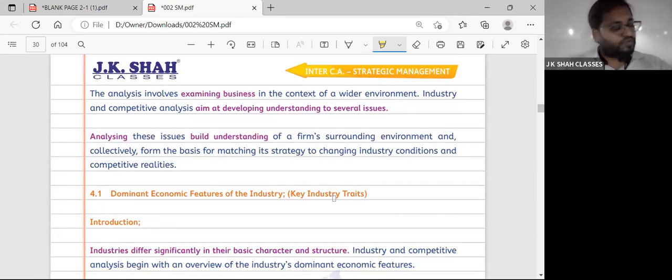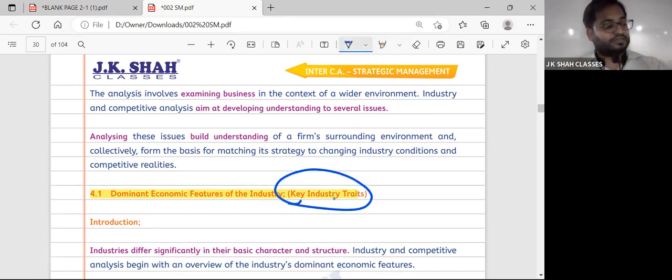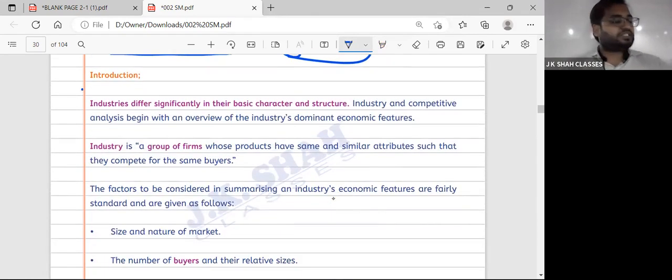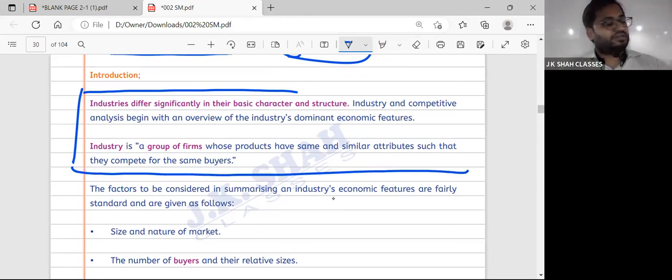So 4.1, that is the dominant economic features of the industry. It is also called key industry traits, qualities, features. This is an introduction, guys. Here, read what is given.